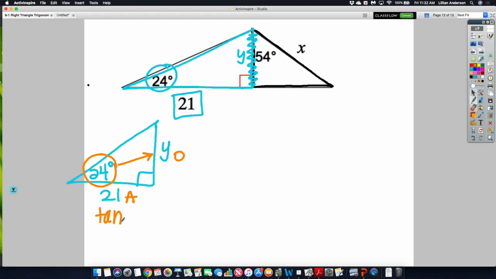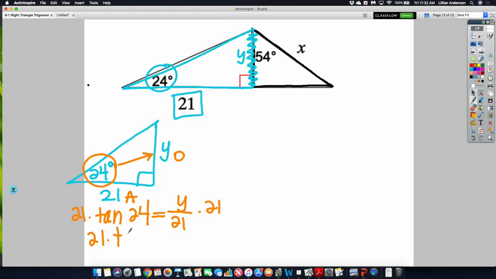So now that we know we're using tangent, we want to set up the equation, which is going to be tangent of your angle equals your opposite side over your adjacent side. So it's going to be tan 24 equals y over 21. Now what we need to do is solve for y. So to solve for y, we are going to multiply both sides by 21 and go to our calculator and type it in.